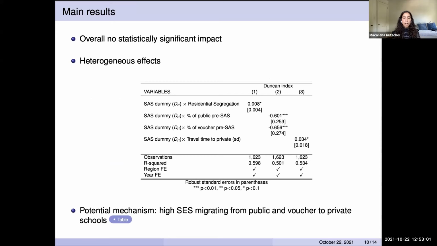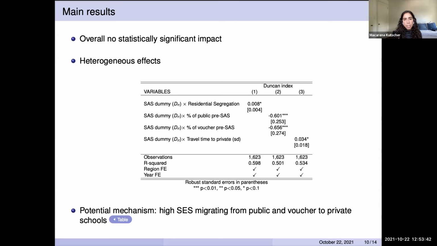So our main results here: we find no significant effect of the policy on segregation, but we do find important heterogeneous effects. In this table, we report the relevant estimated coefficients. In the first column, we report the interaction of the treatment dummy with the variation in access to amenities, our residential segregation measure. The coefficient is positive and statistically significant, suggesting that municipalities with higher variance in access to these public schools experience an increase in school segregation due to the policy.